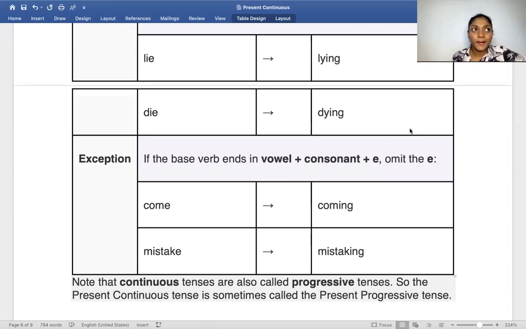What else? Eat, ate, eaten. Drive, drove, driven. Ride, rode, ridden. What else? Hide, hid, hidden. See, saw, seen. So you have to study the past participle form of the irregular verbs. Okay. Very good.